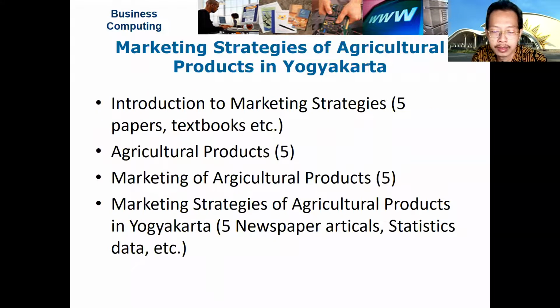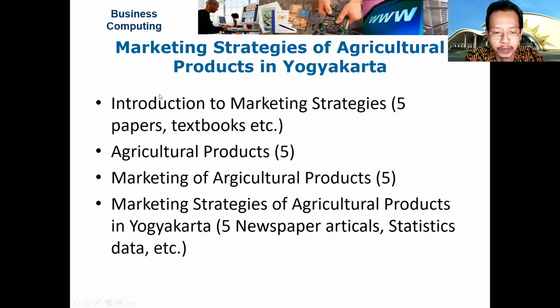Now here, for instance, the first part, trying to find a title. Let's say the title is Marketing Strategies in Agricultural Products in Yogyakarta. If you look at this title, it's rather specific. Don't write about marketing strategies. That would be too broad. That's a title of a book, not of a paper, not of a thesis. But this is just about agricultural products. And more specifically, it's about marketing strategies of agricultural products in Yogyakarta. So it becomes more specific. That's what we are looking for.